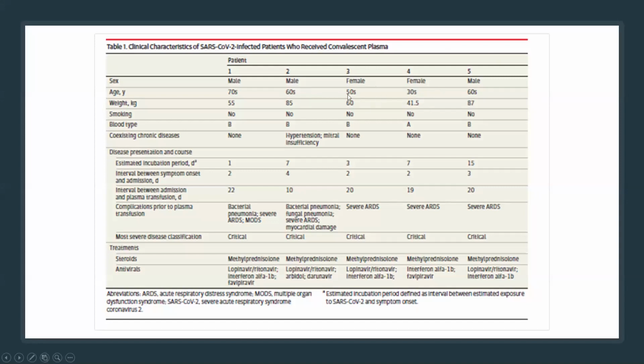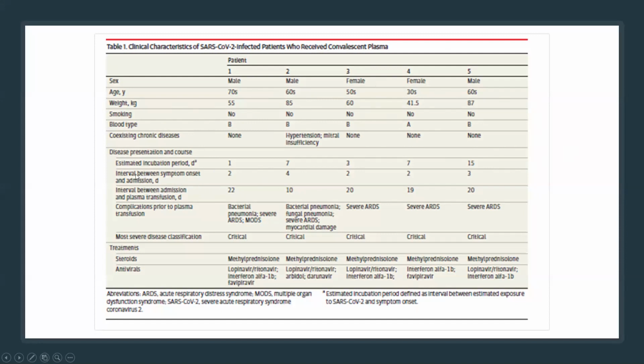Age range is anywhere from 30 to 70. You can see the weight range. All of them had no smoking history. Mostly were blood type B, and the majority of them didn't have coexisting chronic diseases. And you can kind of see where they were at in their disease course.